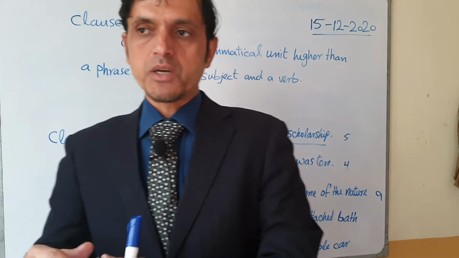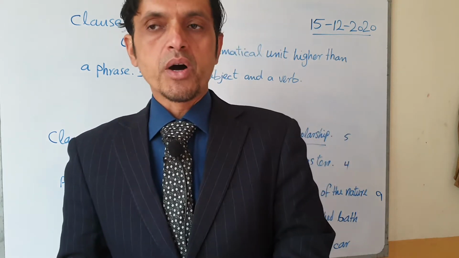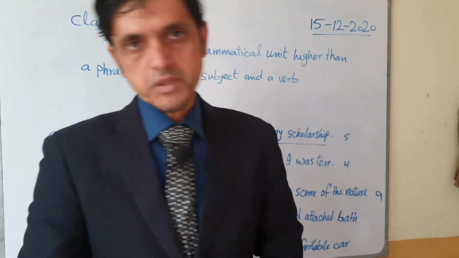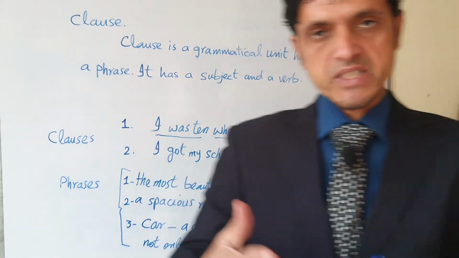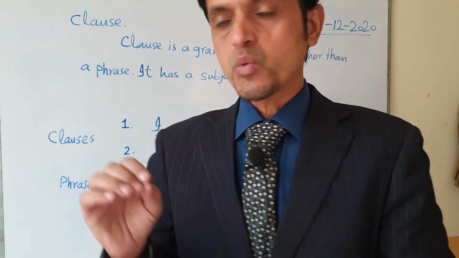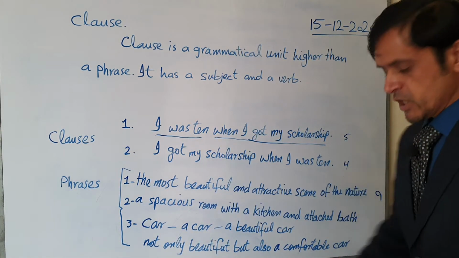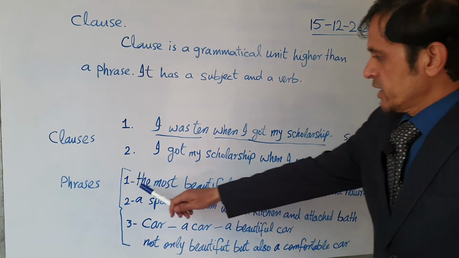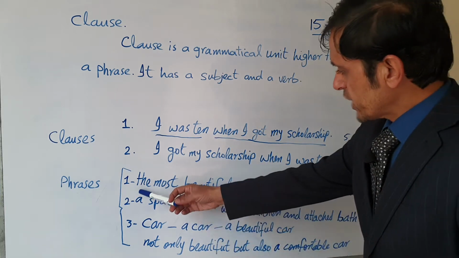Whether it is made up of 2 words, 3 words, 4 words, or any number of words, if it does not have a subject and a verb, that would be a phrase. Now look at these examples so the picture will be clear in your mind. Now these are the examples of phrases. So look at this phrase.